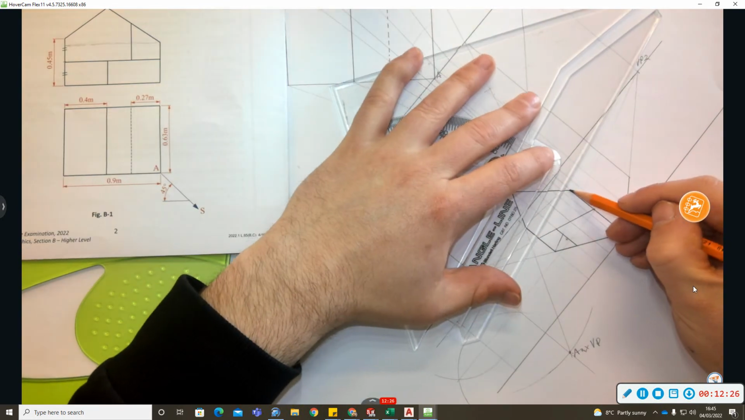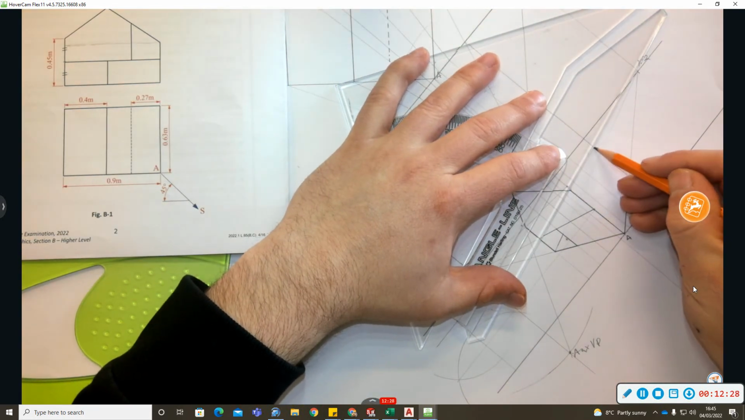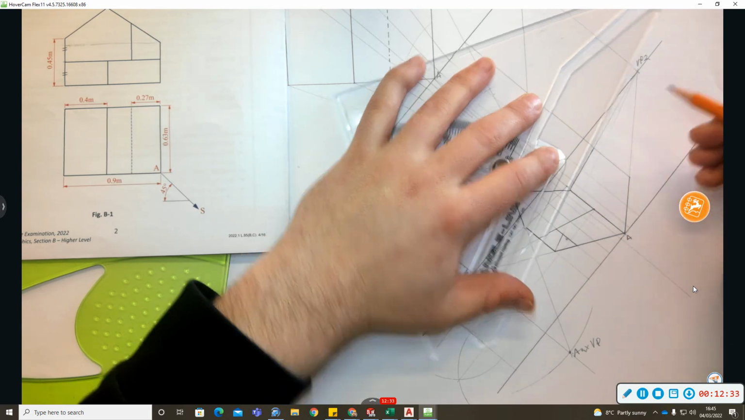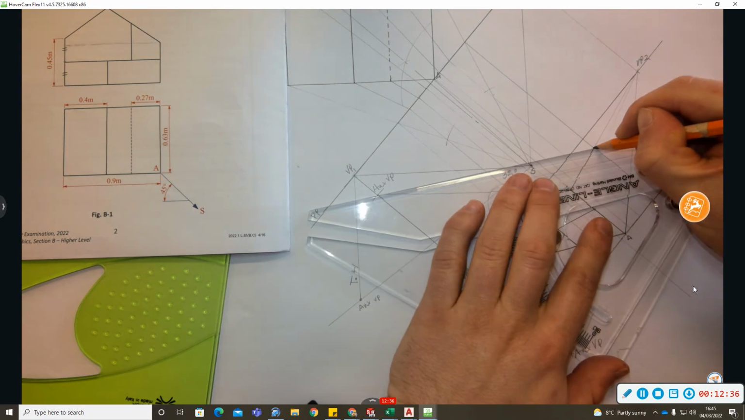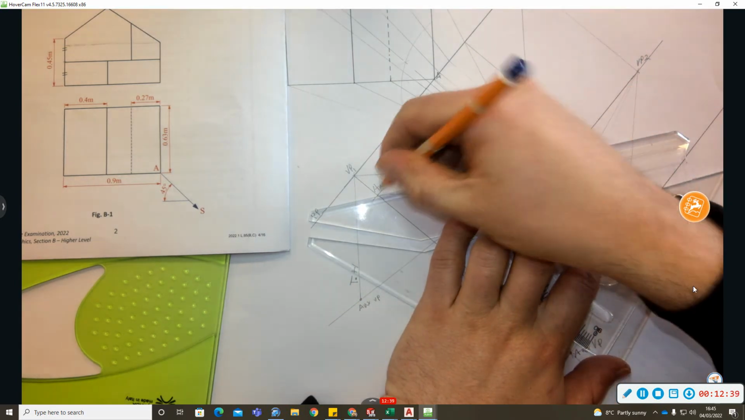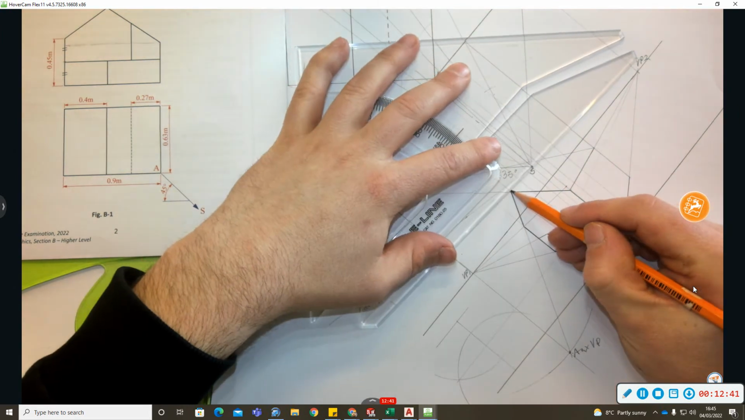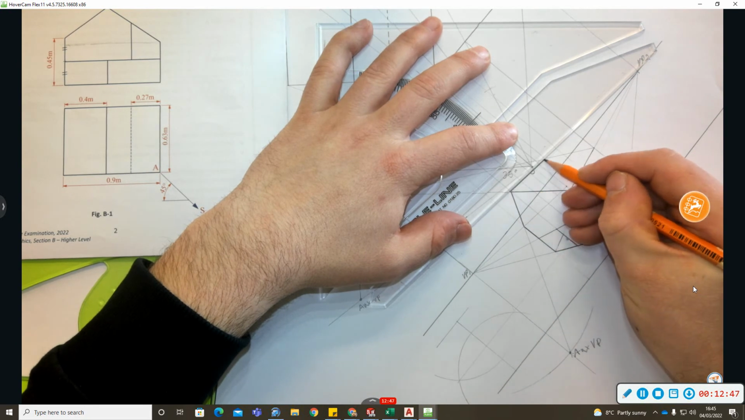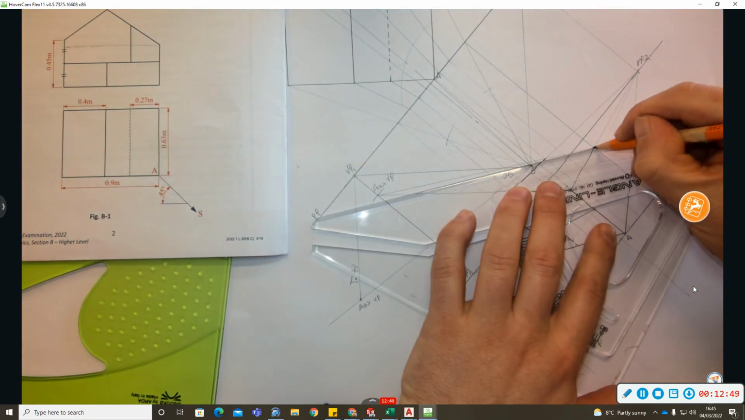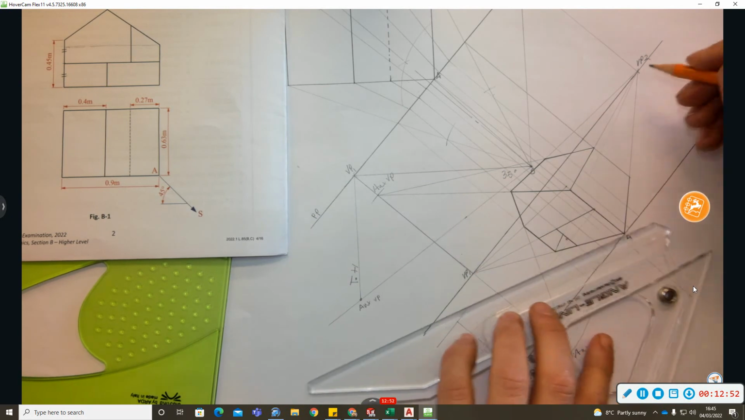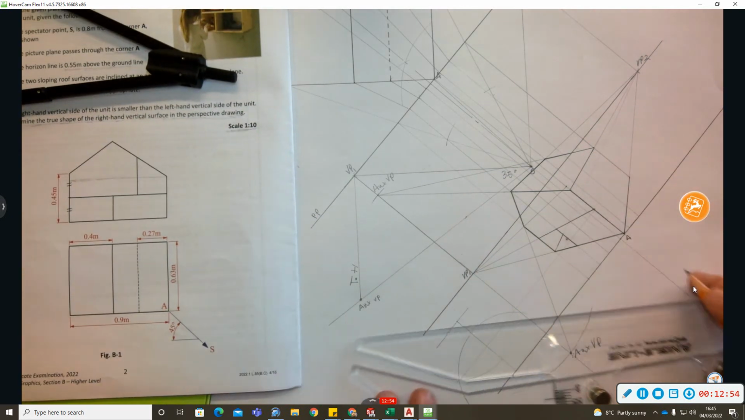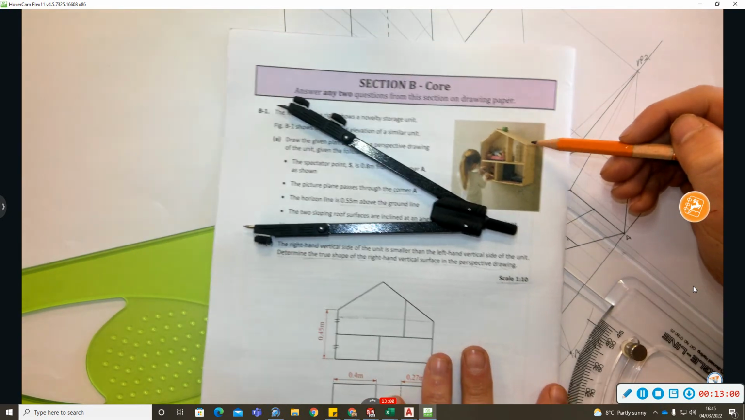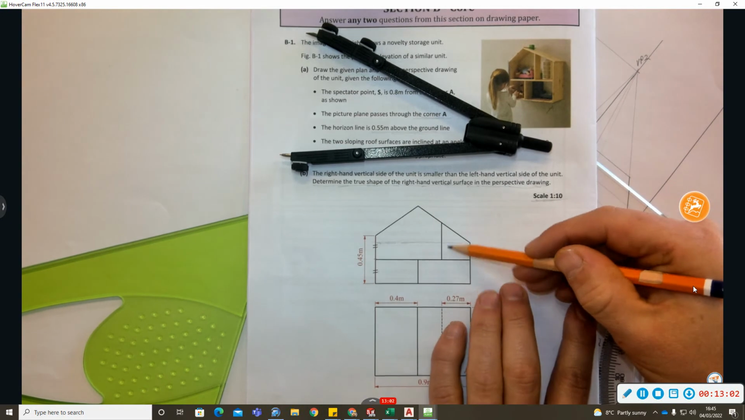Now, I can join this point back to VP2. I can join this point back to the auxiliary vanishing point to complete the roof, and I can join this one back to the VP2. Now I can heavy that roof in there, heavy this one here. What else do I have to do? I have to do this, this bad boy here, which is hidden detail. That's it in elevation.